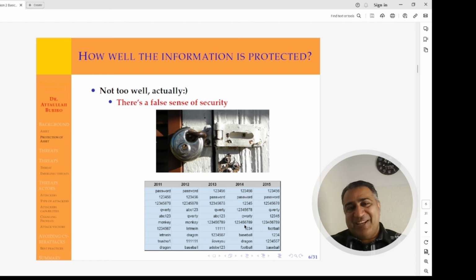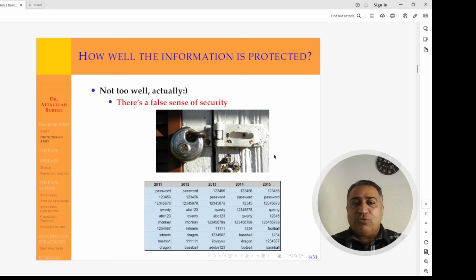Not too well, actually. The point is, in cybersecurity, humans are considered to be the weakest link. Because of these human errors, most of the time we live in a false sense of security. Okay, we have already secured our system, but actually it was not, to be honest. So imagine here, you can see two figures. One figure shows that a broken lock was found on the door. It was not well locked.